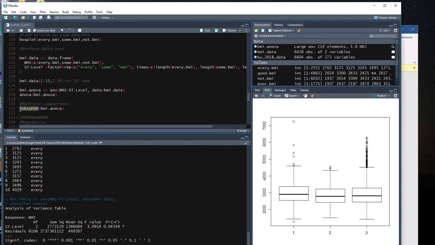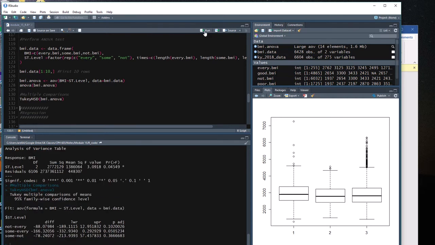We use this function right here, which is Tukey HSD, and then we just feed it that object that we created from the Anova test. All right, so looking at the output here, what the Tukey's test does is it looks at all of the possible pairs between our three levels.